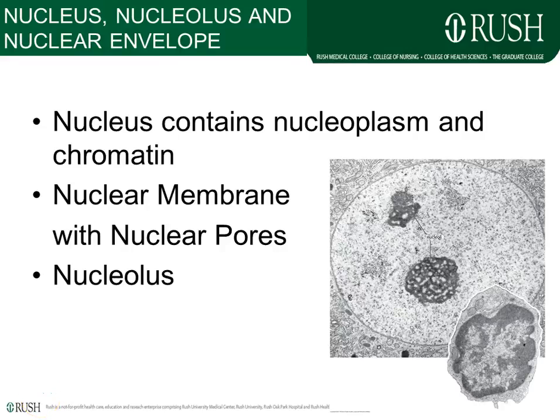The next organelle we're going to look at is the nucleus. The nucleus also is going to include the specialized areas of the nucleolus and the bounding membrane or nuclear envelope. So the nucleus contains something called nucleoplasm and chromatin. Chromatin is, of course, the genetic material. The nuclear membrane includes little areas where things can enter and exit the nuclear region called nuclear pores, and it contains a specialized area of RNA production called the nucleolus.